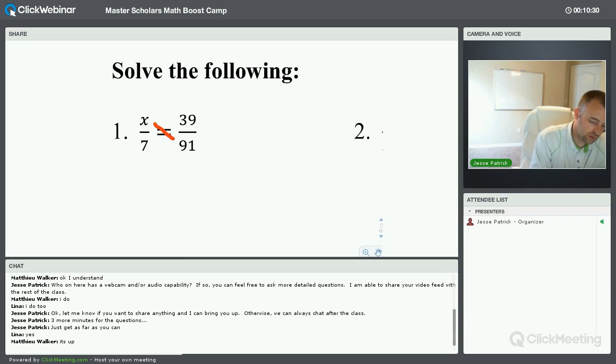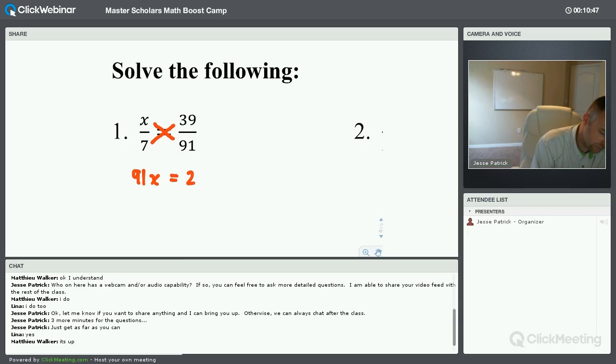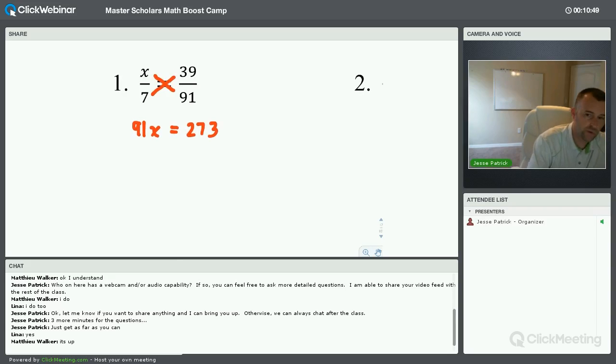What that means is I'm going to cross multiply the x and the 91. So I'm going to go 91x. I'm also going to cross multiply the 7 and the 39, so I'm going to multiply those as well. And 7 times 39 is going to be 273. And now I don't have a fraction. All right, so I've gotten rid of my fractions.